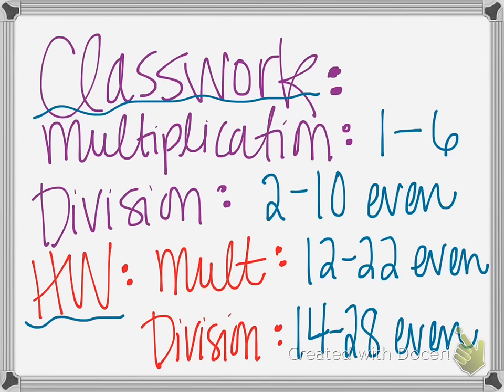All right, classwork. If you look on Canvas, I've got classwork for multiplication, classwork for division, homework for multiplication, homework for division. These are the problems that I want you to do. So for multiplication for classwork, I want you to do all 6 of them, 1 through 6. For division, 2 through 10 even. For multiplication on the homework, 12 through 22 even. And on the homework for division, 14 through 28 even.